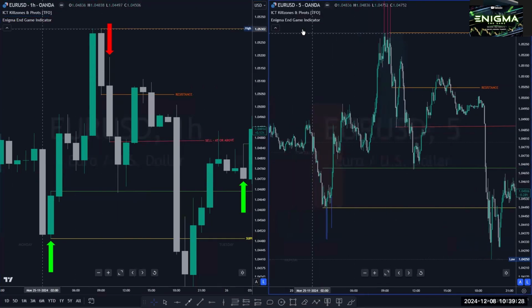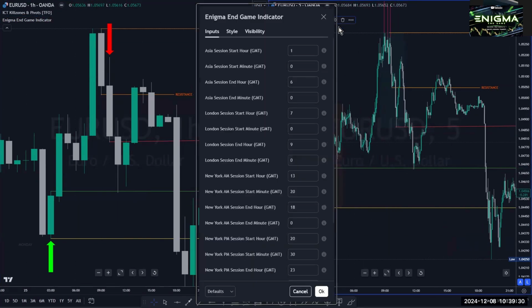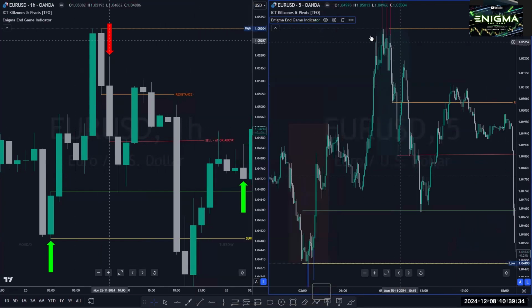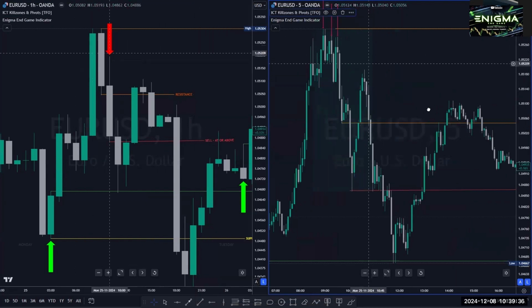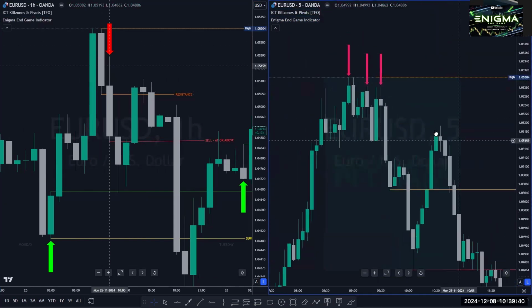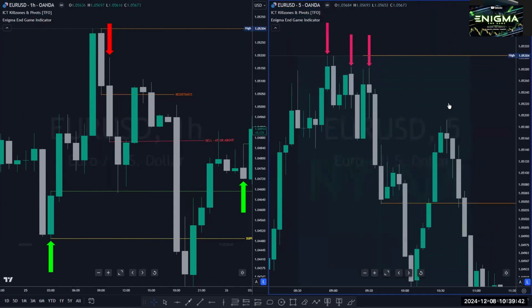But on the right screen right here, the settings is based on the 5 minutes, right? So this is mainly for intraday trading. So an example, as you can see here, we have sell arrows on the US session. So what does that mean? That means as soon as this candle body closes below this previous candle low, which is with the signal by Enigma, right? So we're gonna place a line here like so.